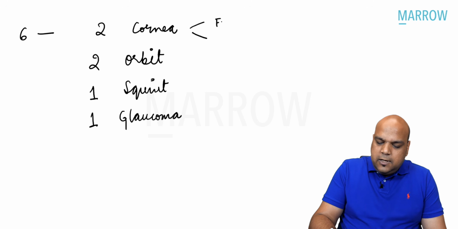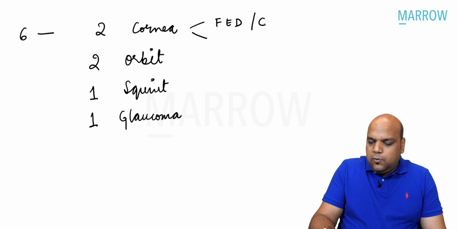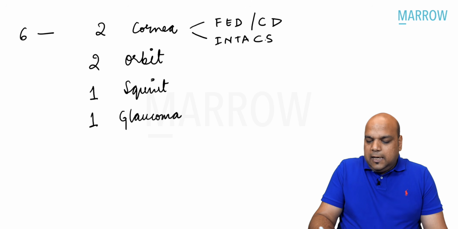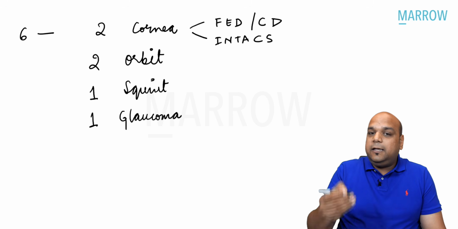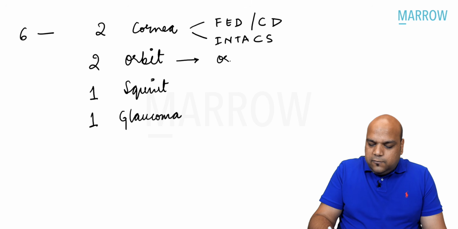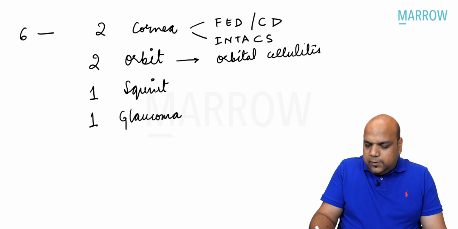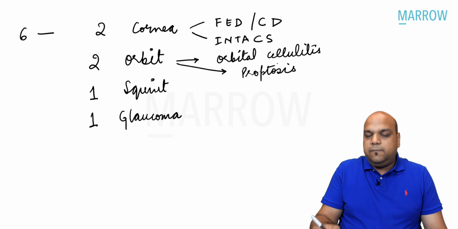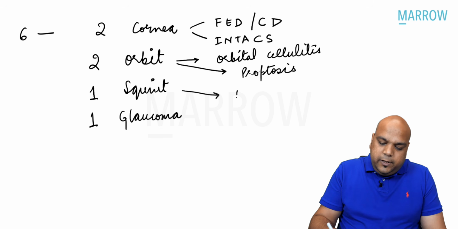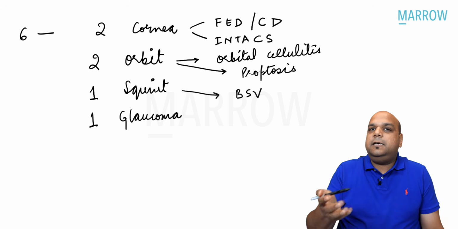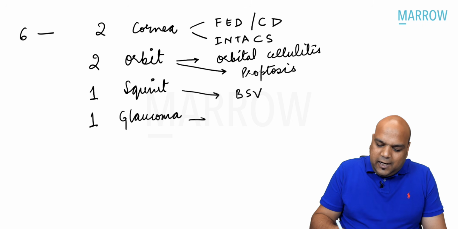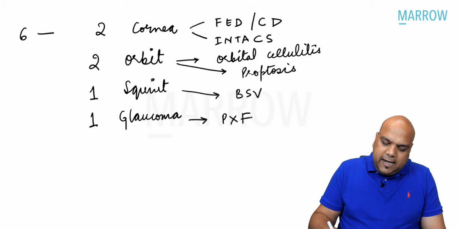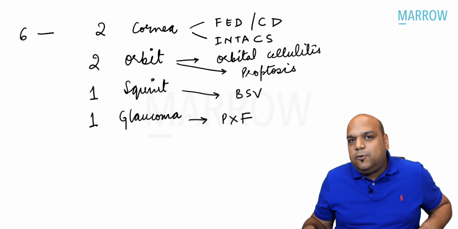Cornea, what are the topics? Fuchs endothelial dystrophy, or we can say corneal dystrophy. The second one was an image-based question on Intacs. I'm just listing them down for you so that you can understand that they're very easy questions. On orbit, the question was on orbital cellulitis. Pretty easy again. And the only difficult question per se was on proptosis. But again, this was a direct question which you could have solved from the class. On squint, the question was from binocular single vision, probably the easiest question they could have asked from squint. And on glaucoma, it was an exact direct repeat on PXF, pseudoexfoliation glaucoma.